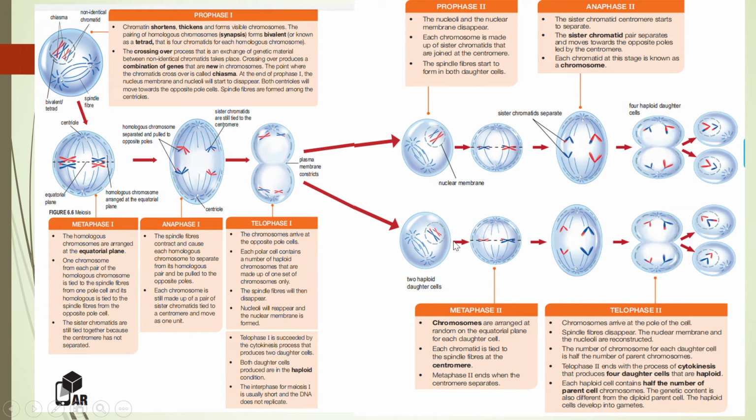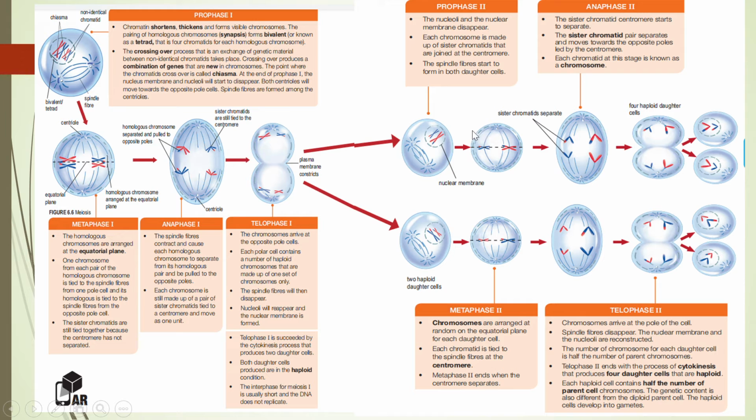Okay, so in metaphase 2, chromosomes are arranged. So the word chromosomes is highlighted. So maybe they want to emphasize or to remind the students that it is not the homologous chromosomes, unlike in metaphase 1. So arranged at random. Okay, this is important because of variation. If they arrange randomly, then different variations will happen.